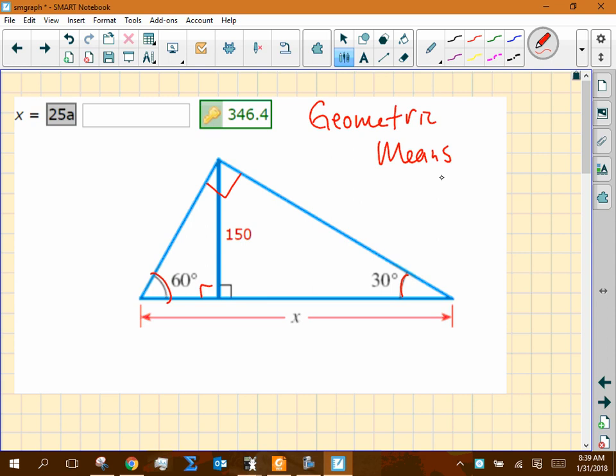Geometric means from geometry, where maybe one concept is that the altitude is the geometric mean between those two parts. And there's some other things here. Maybe when we get done with this problem, based off the information that we currently have right now, because we have to do a little bit of work first to be able to actually use geometric means. But this is a geometric mean picture that we saw in geometry.